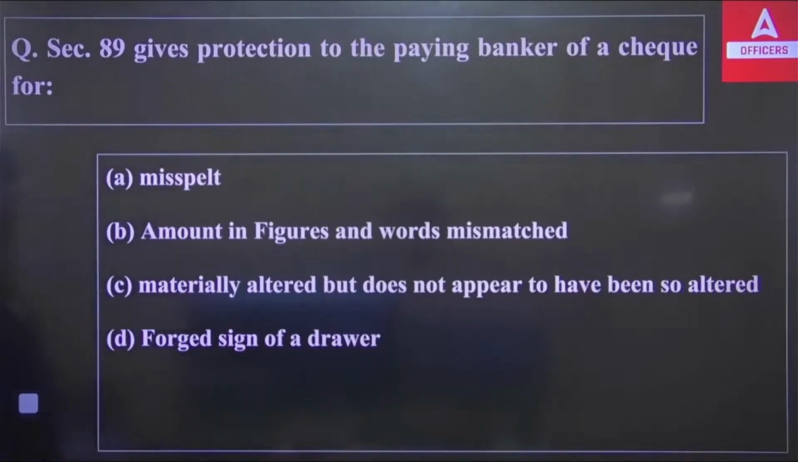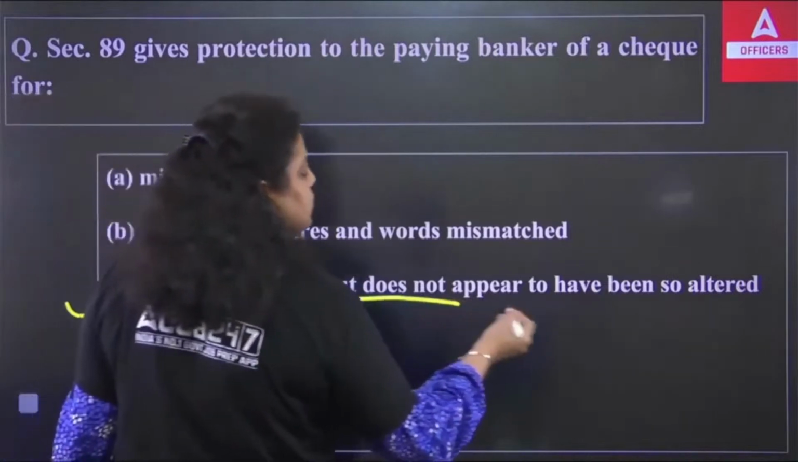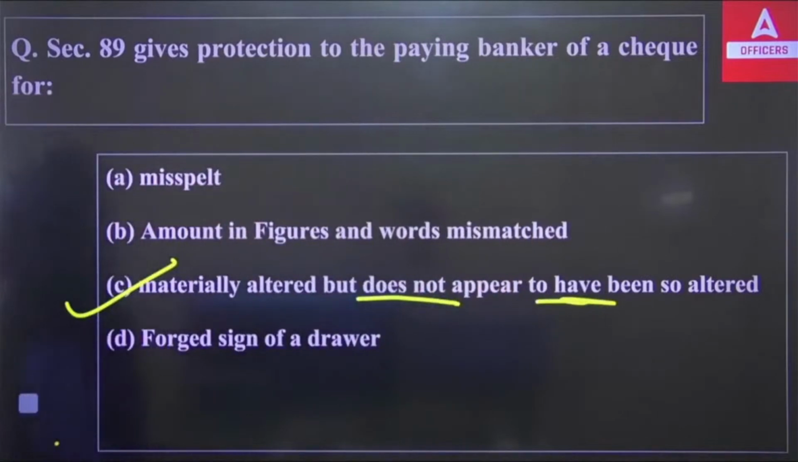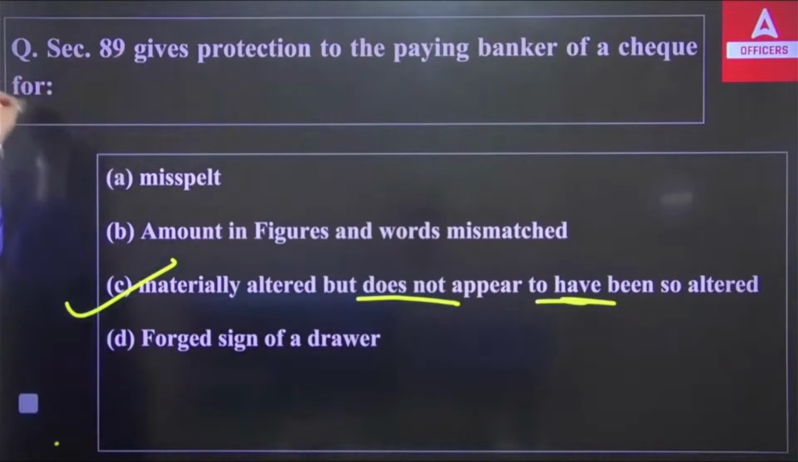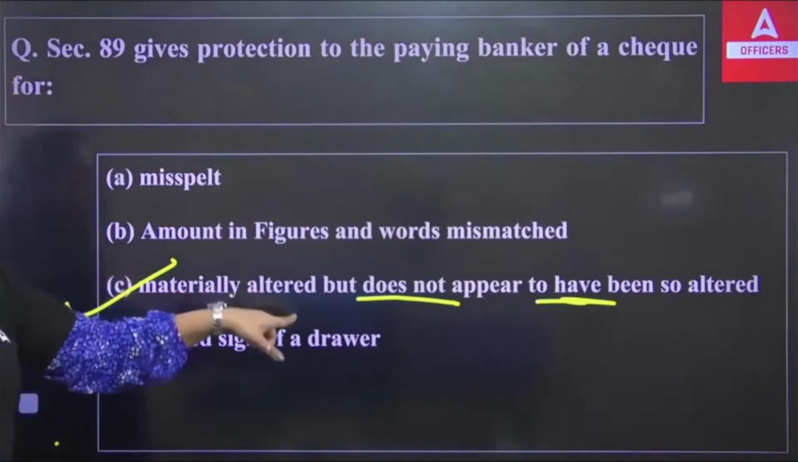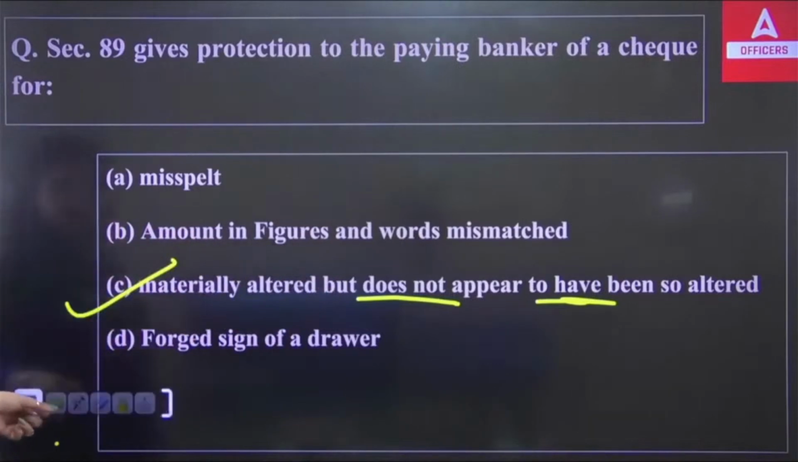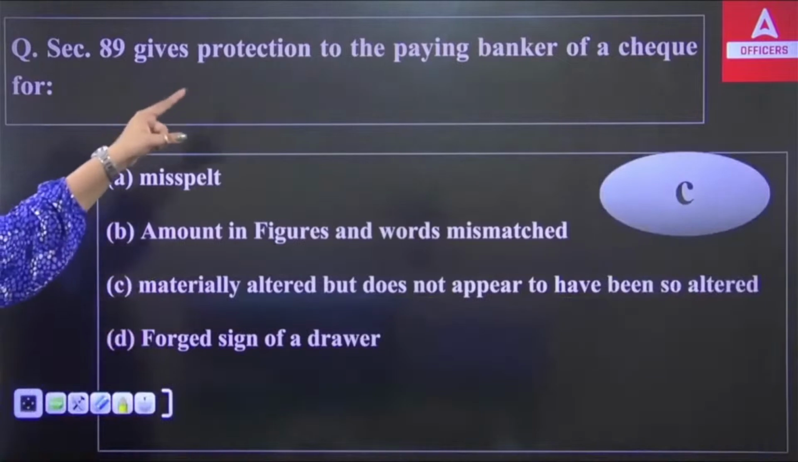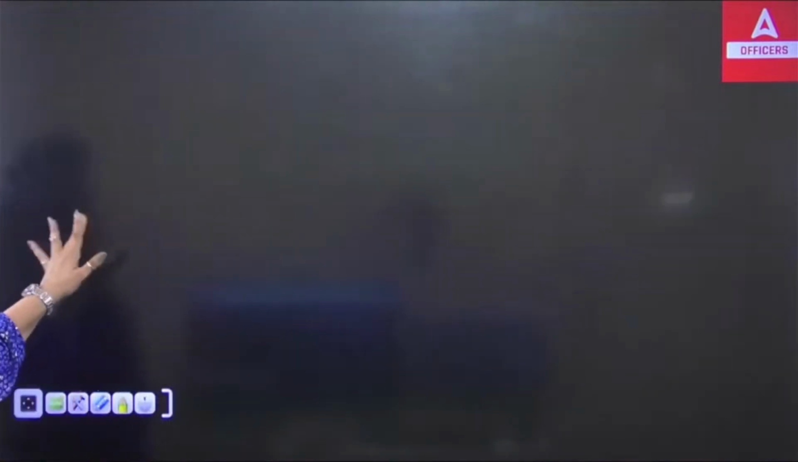So, the right answer here will be, it will be materially altered but does not appear to have been so altered. This is what section 89 talks about. It gives the protection to the paying banker of the check, for what? For materially altered but does not appear to have been so altered. So, in this situation, the paying banker will get the protection under section 89 of your Negotiable Instruments Act.